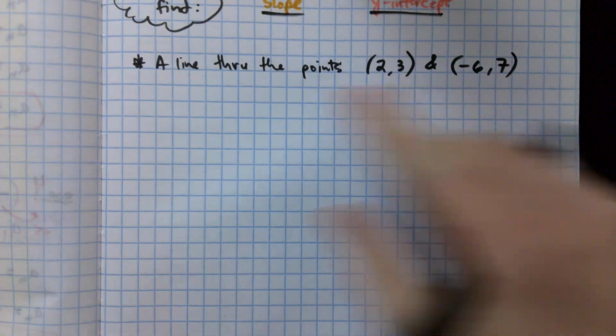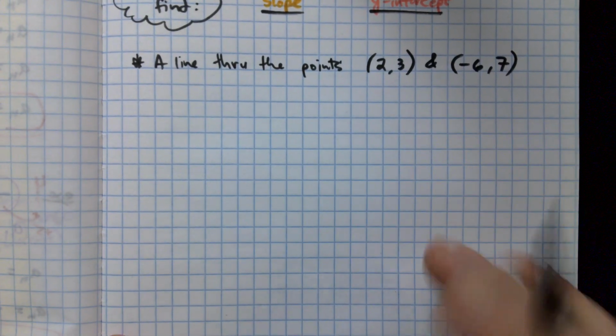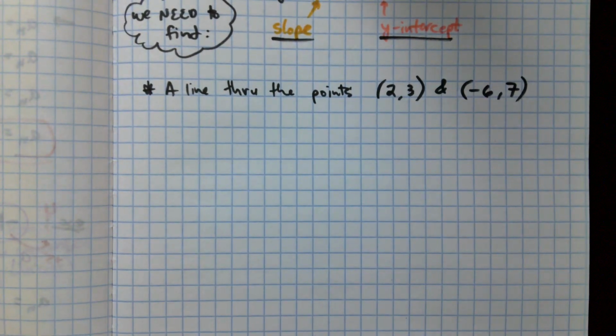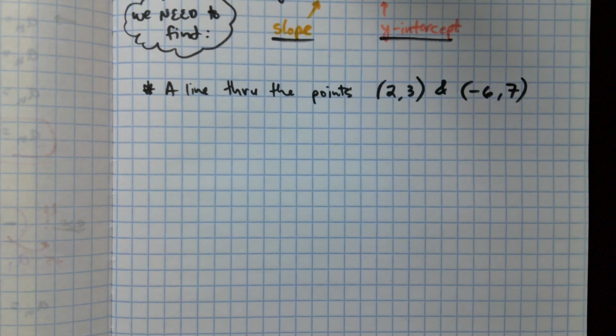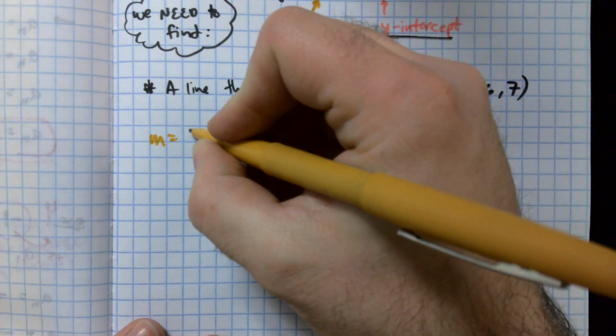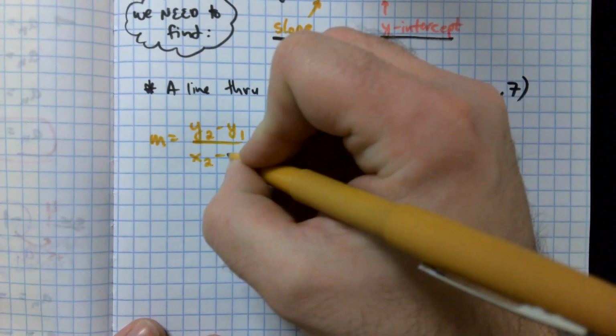So if I want to find the equation for a line through the points (2, 3) and (-6, 7), what should I find first? The slope or the y-intercept? The slope. Obviously, I need to use the slope to find the y-intercept, so I got to find the slope first, right? We know that m is equal to y2 minus y1 over x2 minus x1.